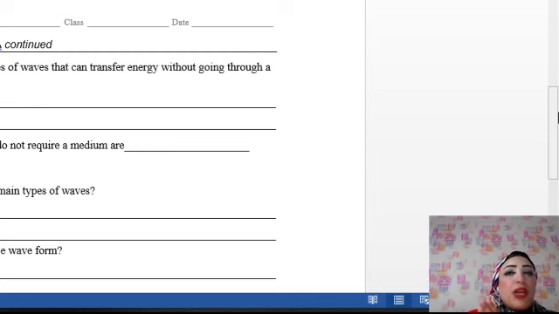Okay, number four, I have two types of waves according to medium. I have mechanical waves that need a medium to travel through. This medium may be solid, liquid, or gas, like sound waves and water waves. And I have electromagnetic waves, the second type, electromagnetic waves that don't need a medium to travel through, like radio waves, like light waves, like microwaves. Okay, I think this is enough for this video.